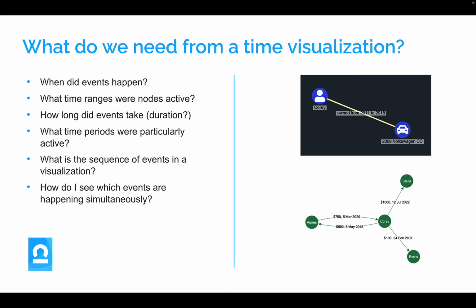Another thing that's really useful is sequences. Did certain events occur before or after or simultaneous with other ones? So I took an example like the money transfer one that we looked at earlier, but put on the label of the node the date and time that something happened.